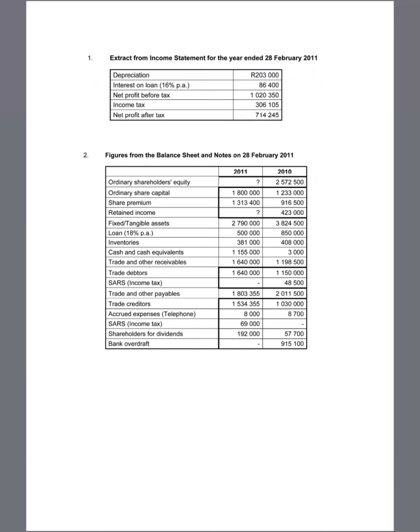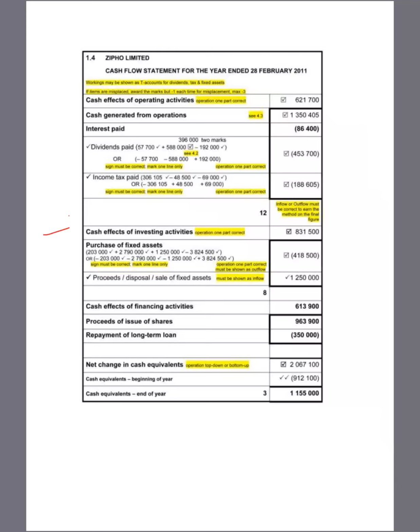Now let's go to my investing activities. So I've got my purchase of fixed assets, which is 418,500 in brackets. You see it there. Yes. And then I have my sales of my fixed assets, which is 1,250,000. This one is not in brackets because remember, when you sell it, your bank becomes more. Yes. And then I take this 1,250,000 and I subtract 418,500 from it. What do you get? Wait, can I do it?